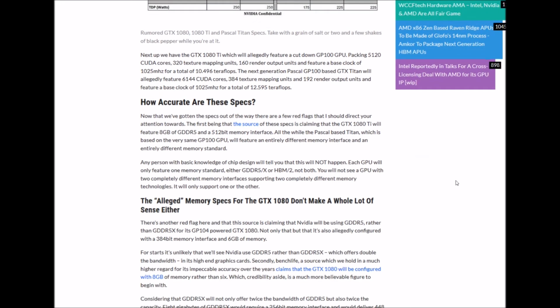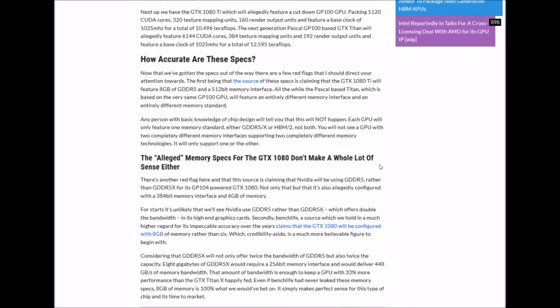How accurate are these specs? Now that we have gotten the specs out of the way, there are a few red flags that I should direct your attention towards. The first thing is that the source of these specs is claiming that the 1080 Ti will feature 8GB GDDR5 memory and a 512-bit bus interface, all the while the Pascal-based Titan, which is based on the very same GP100 GPU, will feature an entirely different memory interface and an entirely different memory standard.